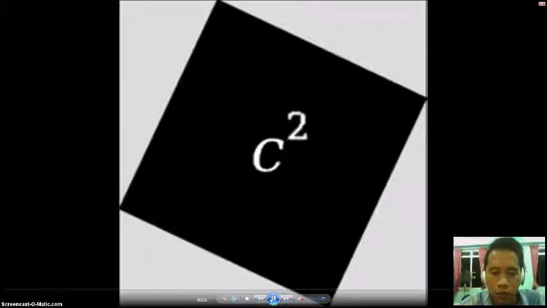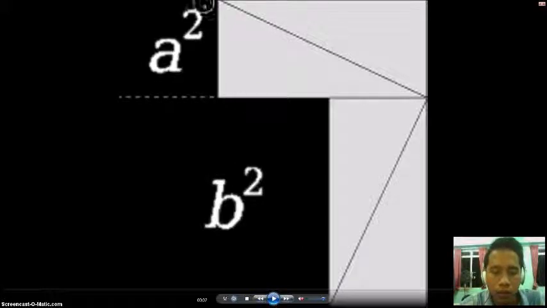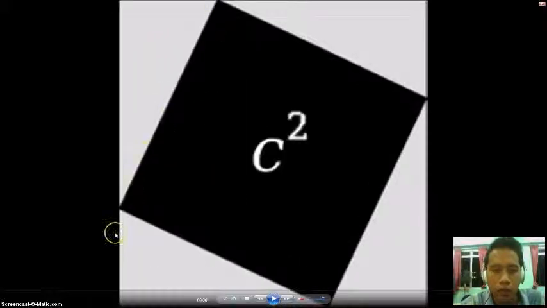So let me click this. The area of c squared, the black color, is equal to the area of a squared, a which is one side of the triangle, and the other one is b, the other side of the triangle. Okay, so this video wants to show you the area of a squared plus b squared is equal to the area of c squared. Okay, so it is proven then.